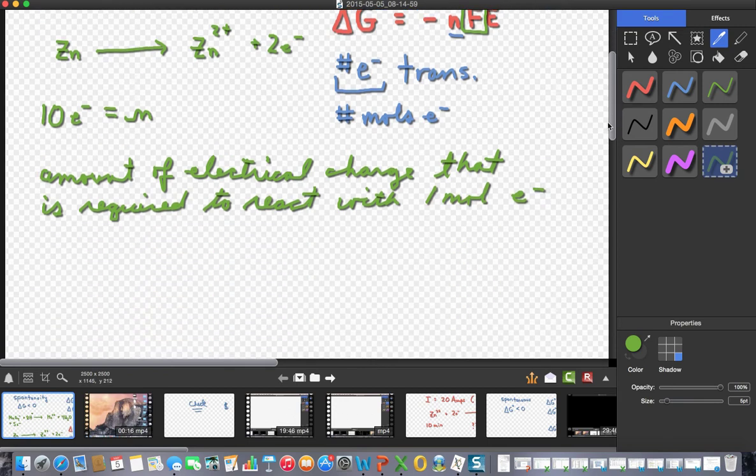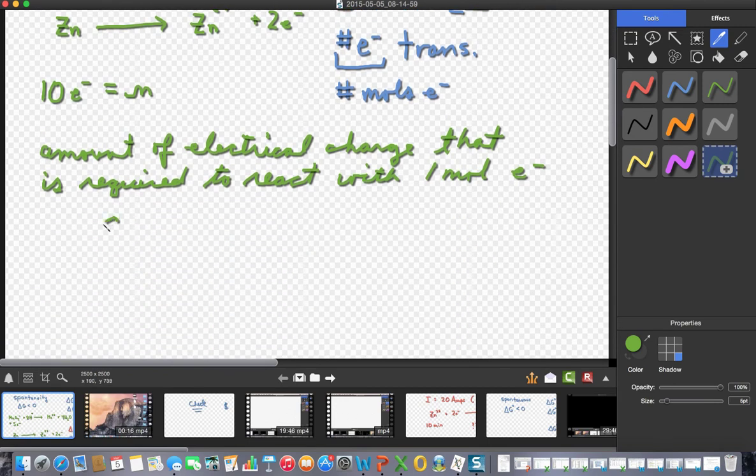So this amount of charge is 96,485 coulombs per mole of electrons. And we're going to see how this becomes important when we look at Faraday's law application, and really that will be the last thing that I cover in this particular video.